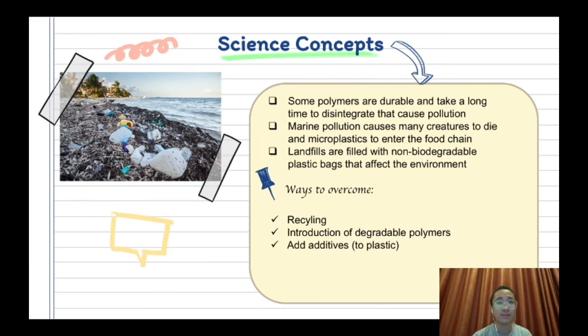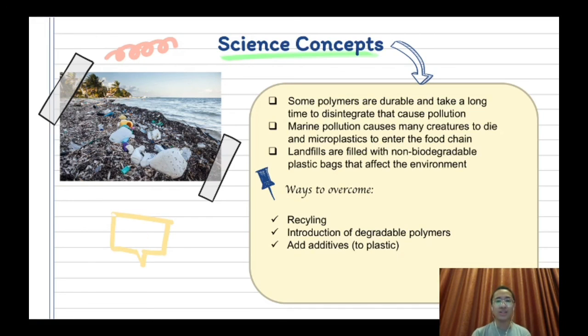What are the science concepts behind this project? Okay, let me tell you. Some polymers are durable and take a long time to disintegrate, which causes pollution. Examples of this pollution are marine pollution. It causes many creatures to die and microplastics to enter the food chain. And also, landfills are filled with non-biodegradable plastic bags that affect the environment.